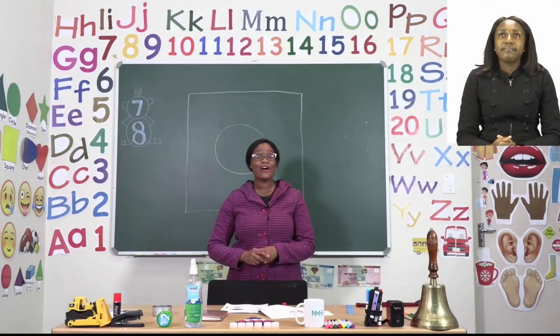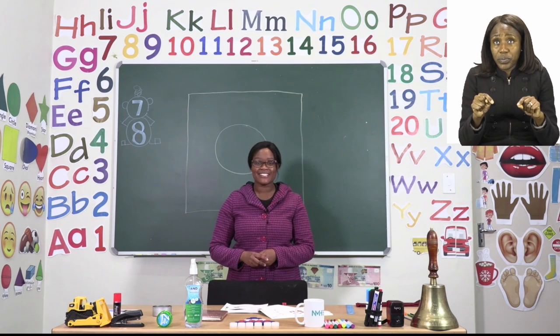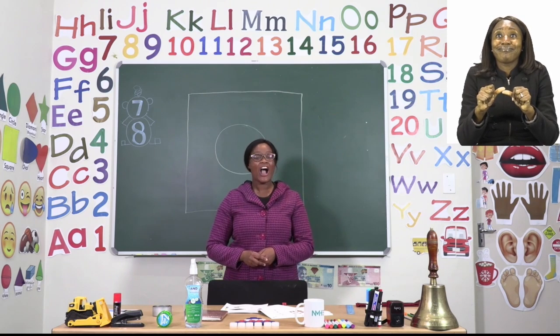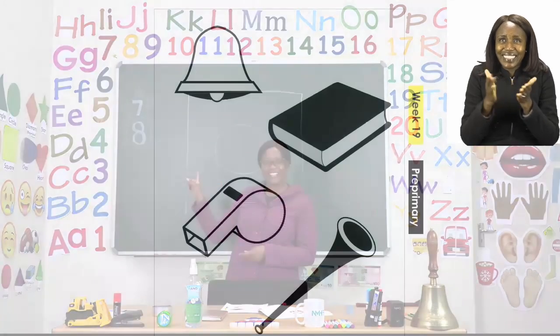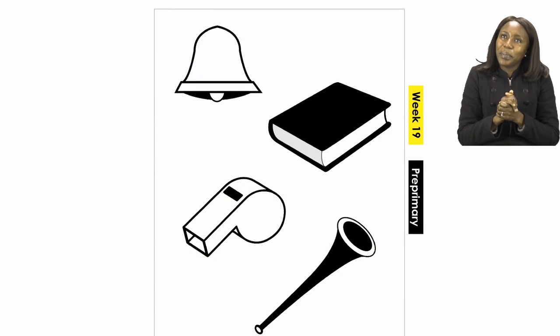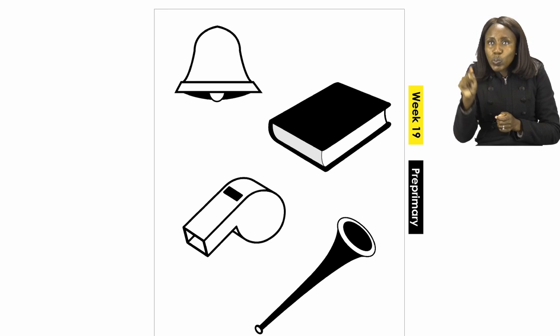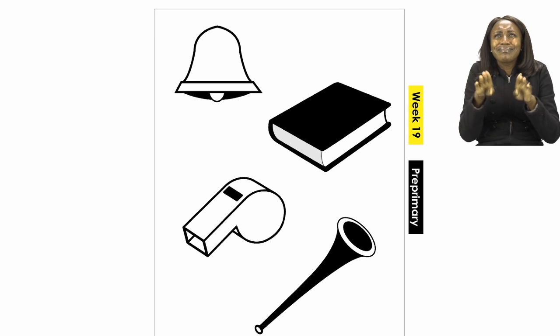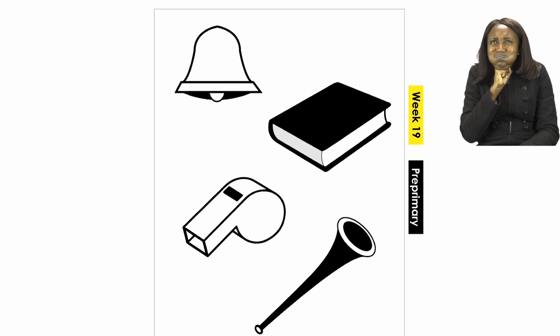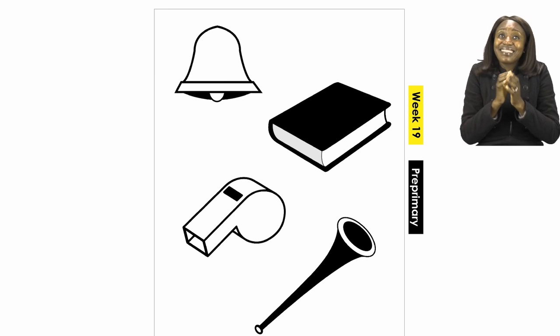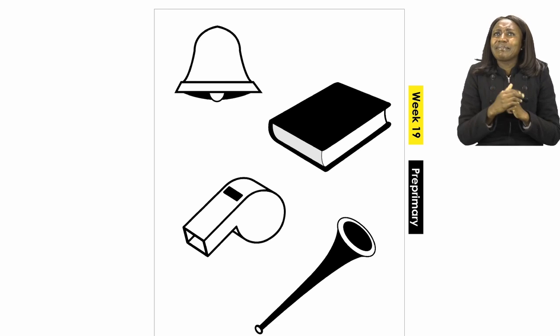For our lesson now, boys and girls, we're going to move on to something exciting on page 7. On page 7, we are going to be circling the items that make a loud sound. Yay! That means we need to test these things. We need to find out, do they make loud sounds or not?